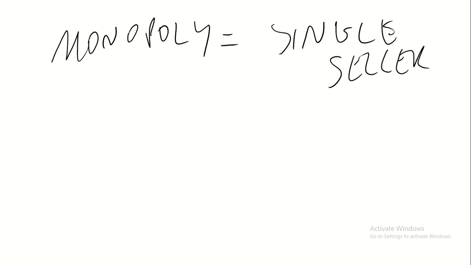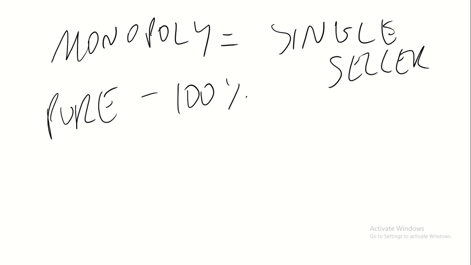Let's start off with pure monopoly. So a pure monopoly has 100% market share. That's whenever the firm is the industry, which is your theoretical, I suppose, textbook definition of what a monopoly is.